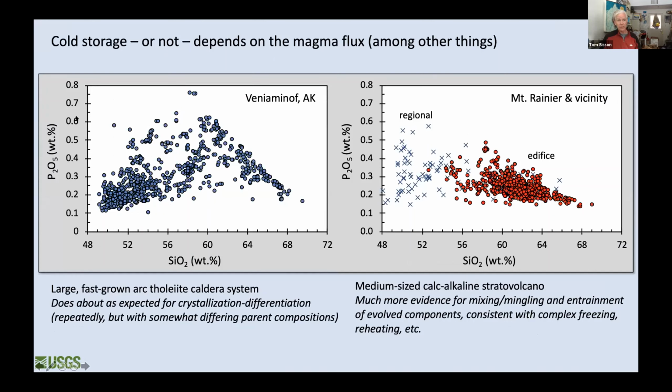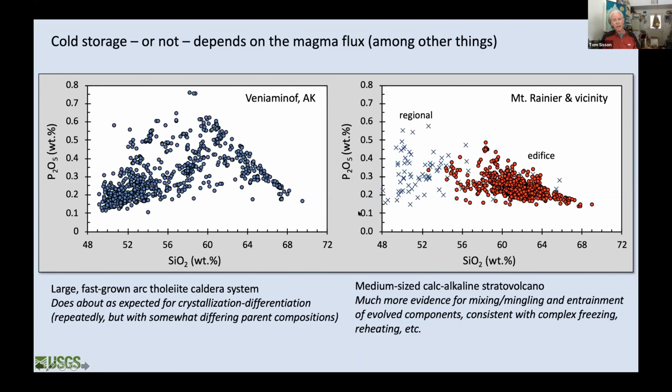On the left, I show an arc tholeiite system I worked on. This is Benjamin caldera in Alaska. And it behaves, it's a large, fast-grown arc tholeiite, and it does about what you would expect for crystallization differentiation, repeatedly, but with somewhat differing parent magma compositions. So say a lower phosphorus parent magma would fractionate until it reaches apatite saturation and then slide down the apatite saturation surface. And the higher phosphorus one would come up here and go down like that.